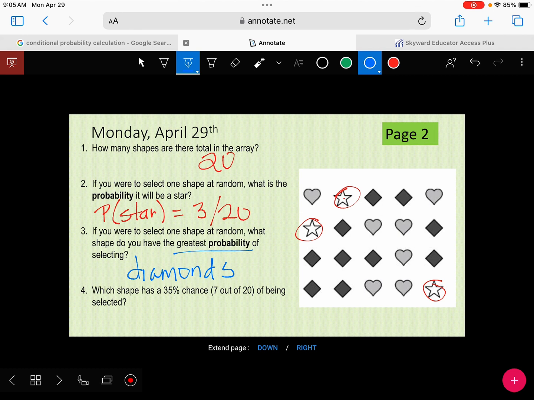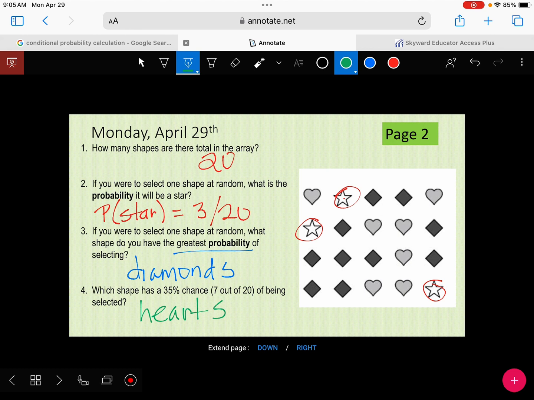And then the last one, what shape? So which shape do we have 7 of? Hearts. 1, 2, 3, 4, 5, 6, 7. So the shape that has 7 out of 20 would be hearts. All right, that's the bell work, probability.